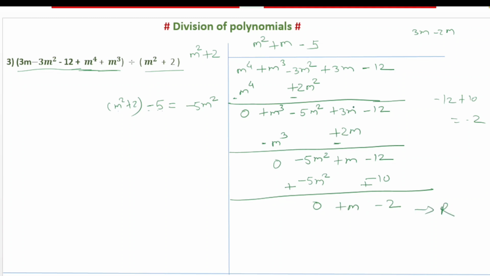This is the remainder, and this is the quotient.